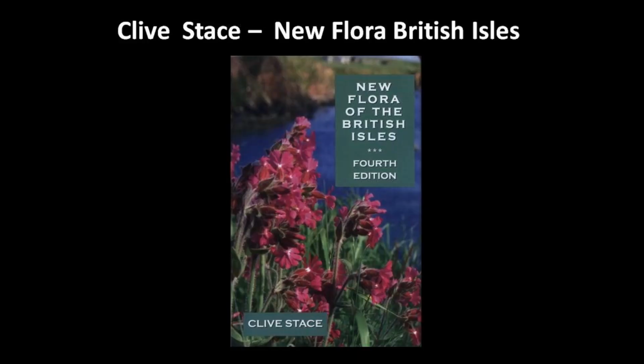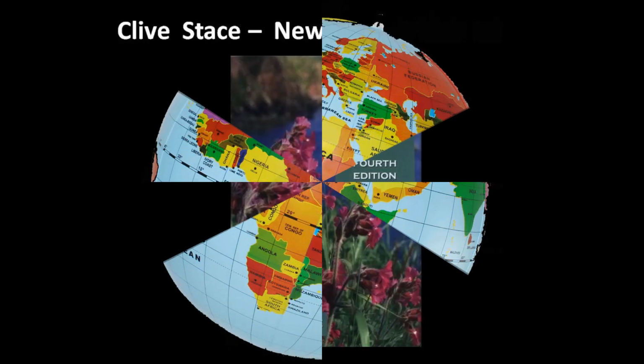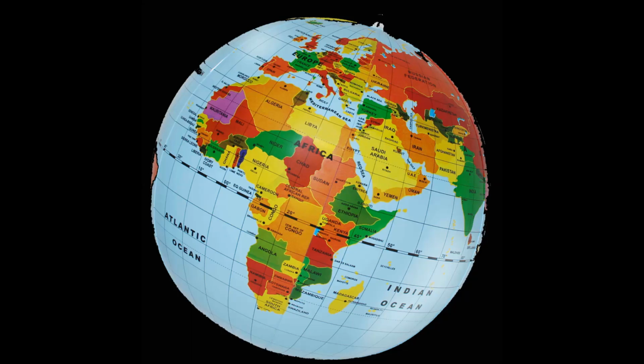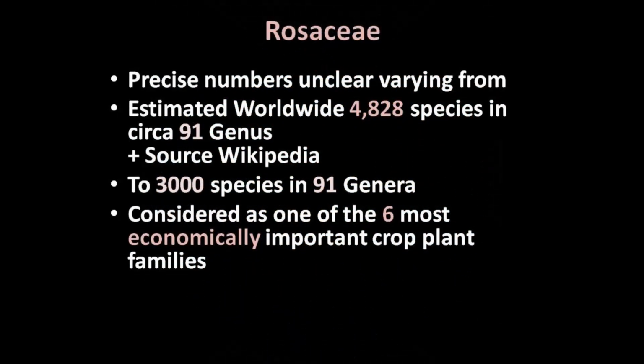Let us take a closer look at the global prevalence of the Rosaceae. Whilst precise numbers vary, for example Wikipedia cites 4,828 species in 137 genera. Equally, other sources cite 3,000 species in 91 genera. What is certain, with the advent of molecular phylogenetics, families and species will change. It is, however, considered as one of the 6 most important economical plant families.